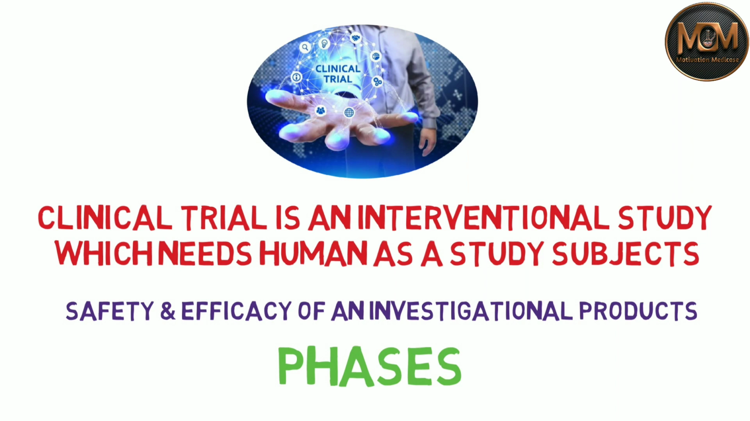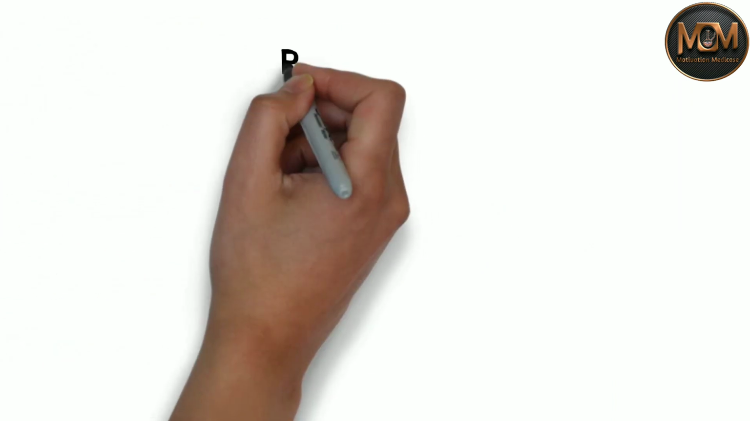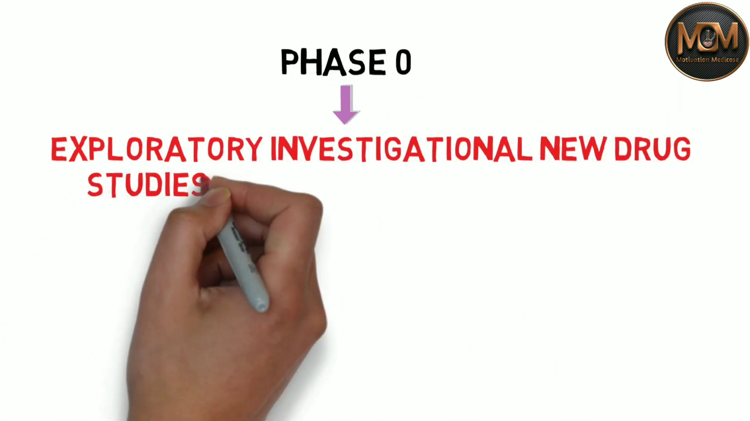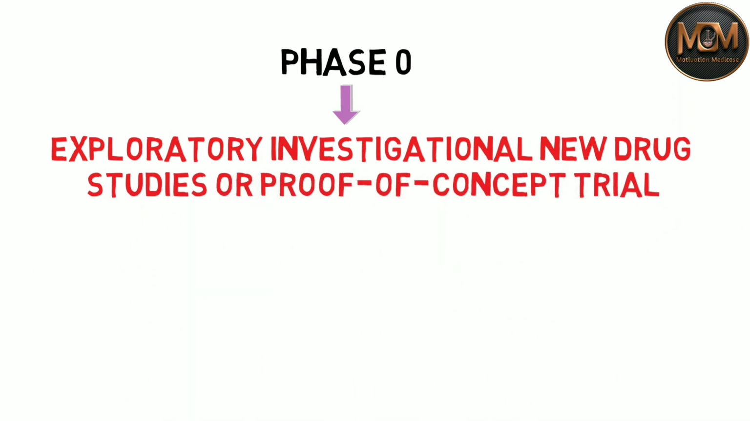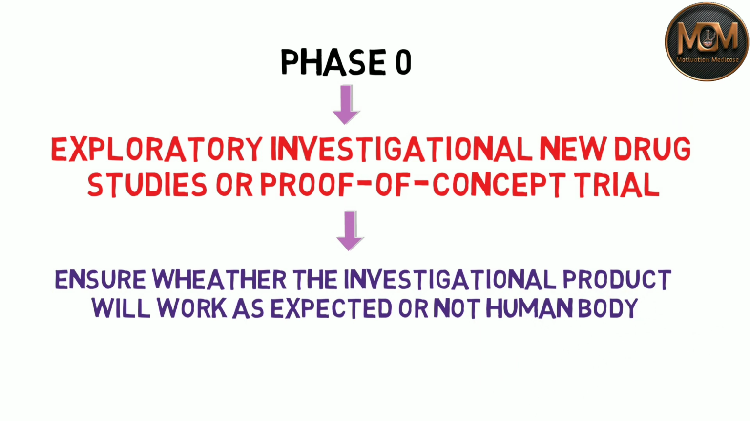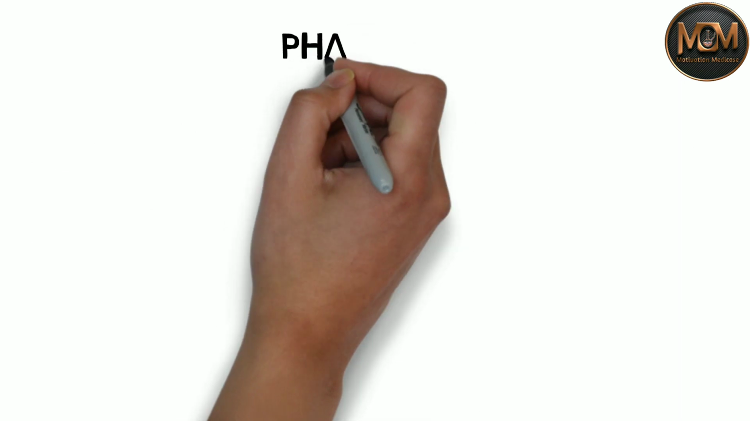So the clinical trial mainly includes four phases. So before starting the phase 1, we have the phase 0, or we can also say exploratory investigational new drug studies or proof of concept trial. So in this phase, we identify the viable investigational product and eliminate the ineffective one. So the objective of this phase 0 is to ensure whether the investigational product will work as expected or not in human body. So in this phase, we give micro doses to the patient and conducted on healthy volunteer in small number.